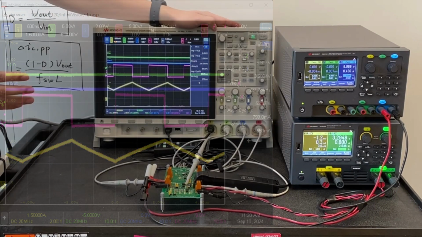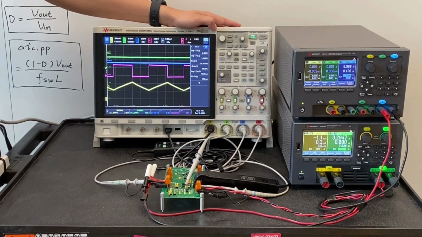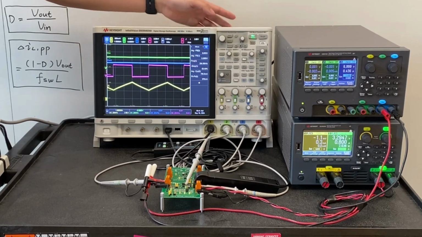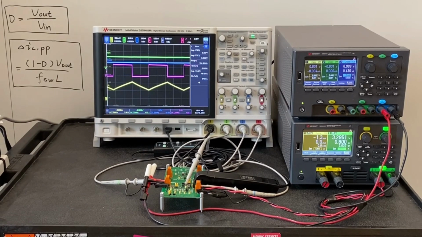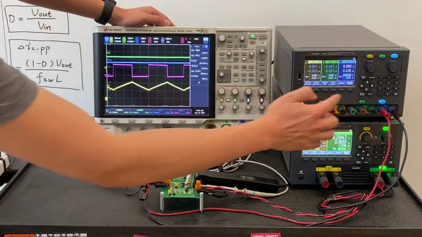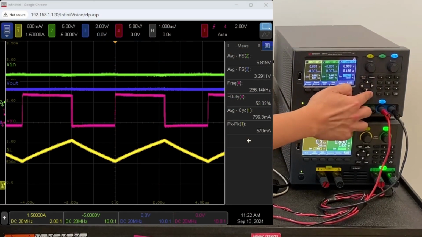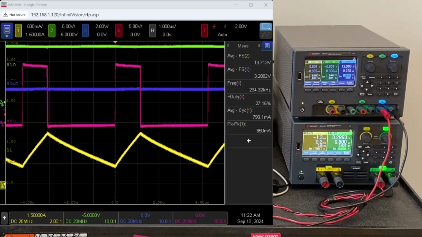Now, in this buck converter, we have a controller that can actively tune its duty ratio in order to maintain a constant output voltage at 3.3 volts, regardless of the input voltage. Now I'm going to increase the input voltage from 7 volts to 14 volts. As we can see here, after the input voltage increases, the duty ratio of this buck converter becomes smaller.